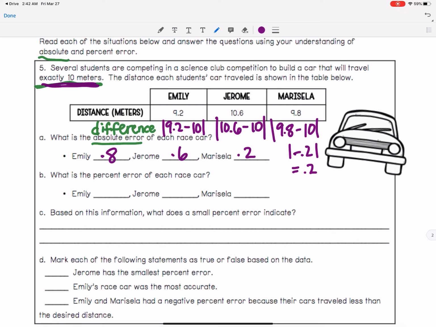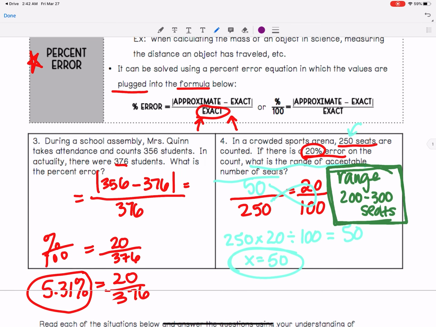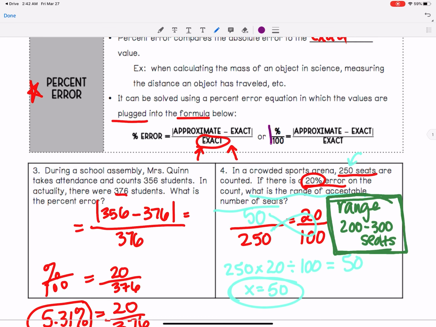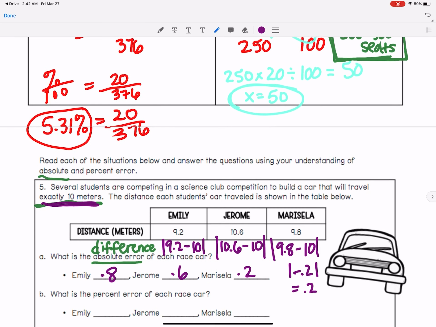Okay, so what is the percent error of each race car? Well, I'm going to bring you back up here to this equation right here. What we've already done is the top part on all of these. We took the approximate value minus the exact value. Now what's left is to find the percent error. We have to put our answer over the exact value and then times it by 100 to get the percent. Let's go ahead and try that.